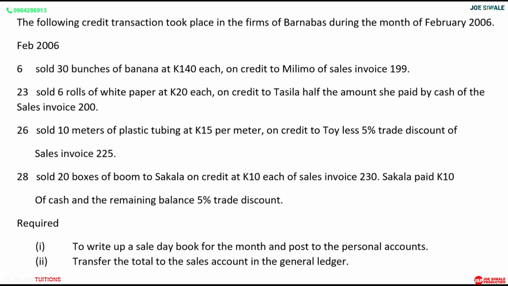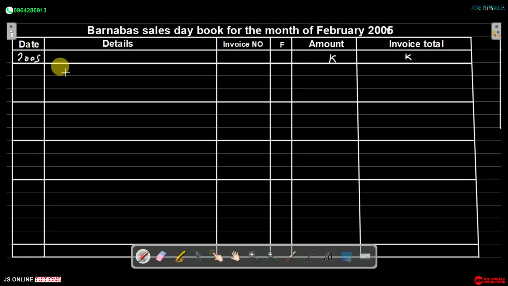So the first thing that we're going to do is to prepare Barnabas sales day book for the month of February 2006. The first transaction occurred on the 6th: sold 30 bunches of banana at 140 kwacha each on credit to Milimo, sales invoice 199. So we're going to write down the date there. The date is 6th of February. Then in the details, we are going to write down the customer, Milimo.